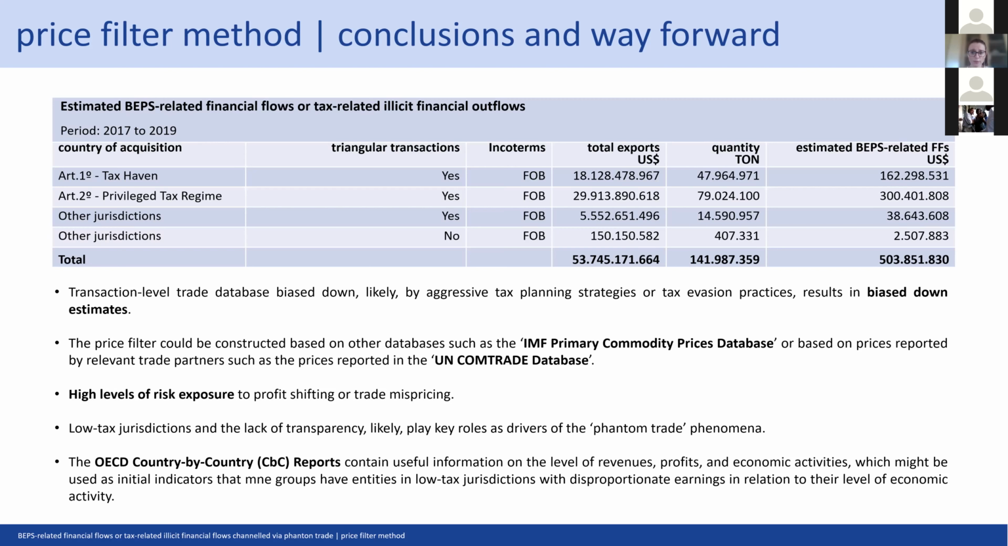Well, however, it is important to notice that even through a conservative or even biased down estimate, it was possible to observe financial flows with high levels of risk exposure to profit shifting or trade mispricing. The research also indicates that low tax jurisdictions and the lack of transparency likely play relevant key roles as drivers of the phantom trade phenomenon. And finally, it is important to say that the OECD country-by-country reports contain useful information on the level of revenues, profits, number of employees, and economic activities, which might be used as indicators that companies have entities in low tax jurisdictions with disproportionate earnings in relation to their level of economic activity.